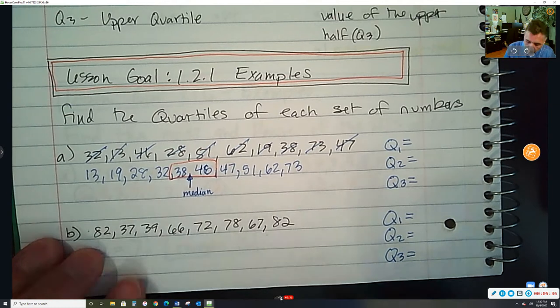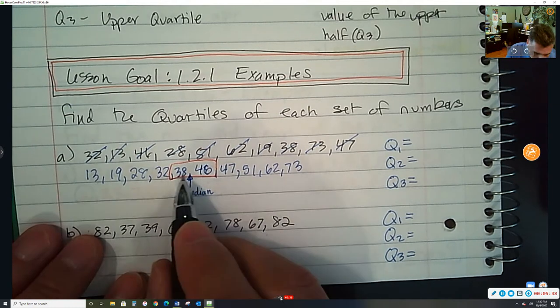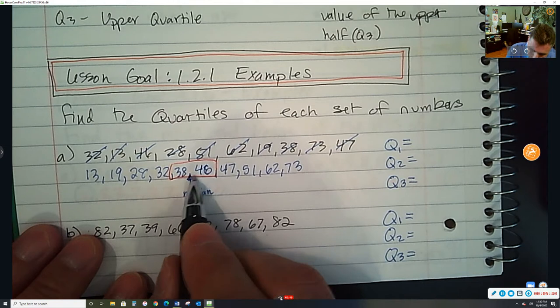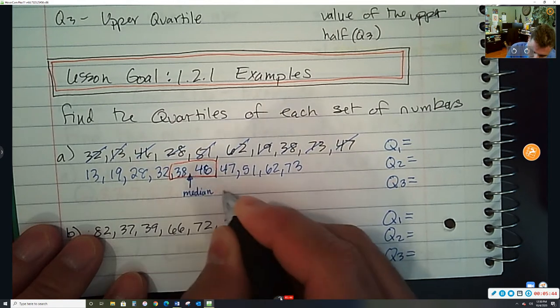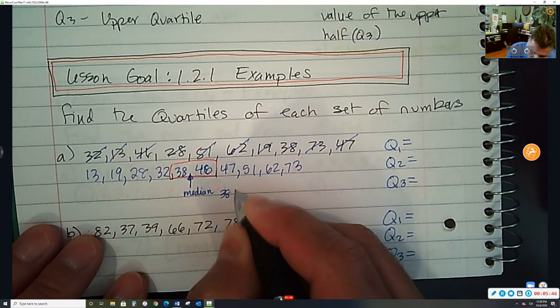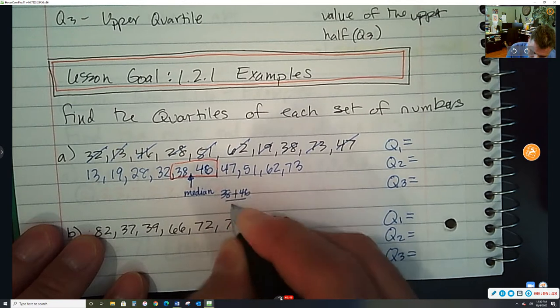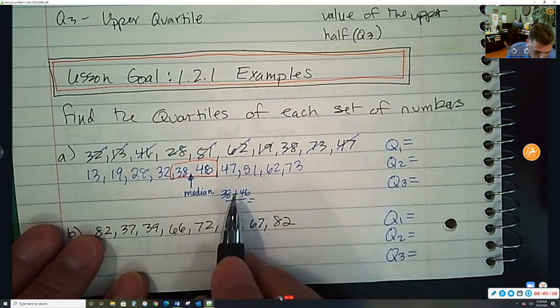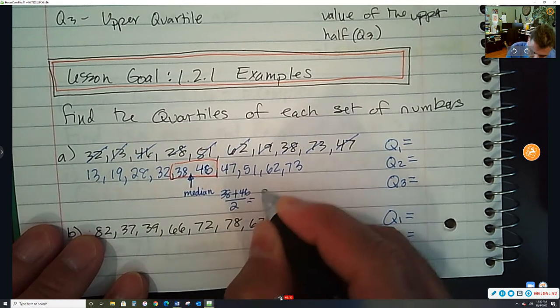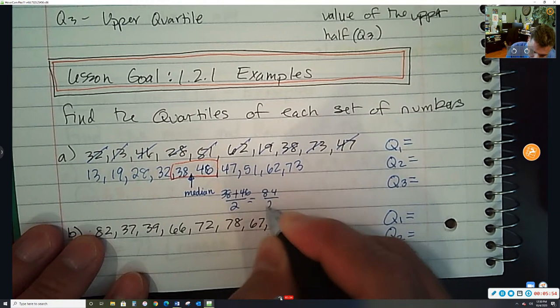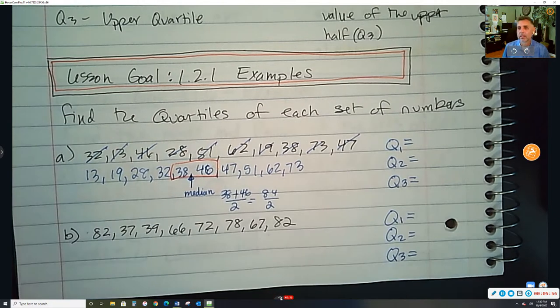So again, remember, whenever there's no middle number, and we have to take these two numbers, what we do is we add them. So we take 38 plus 46 and divide it by 2. So add 38 and 46, and when you do, you get 84. And be sure to use a calculator to add these. You don't have to add it in your head or on paper. Just take out a calculator and add it. See, that's what I do.